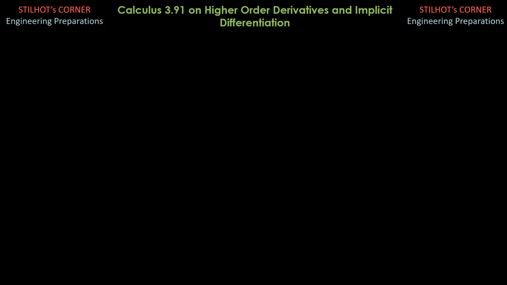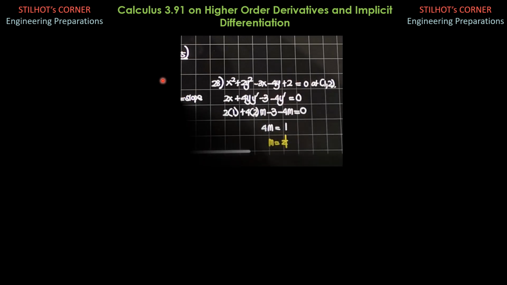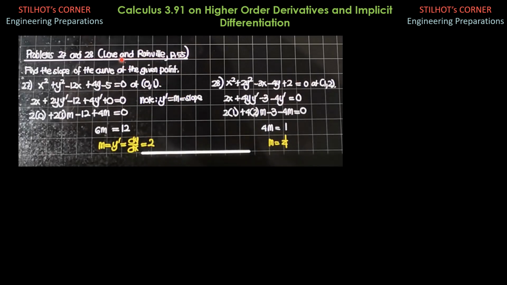Continuing, we have problems 27 and 28, still from Love and Rainville's book. Find the slope of the curve at the given point. Number 27: x squared plus y squared minus 12x plus 4y minus 5 equals 0 at the point (0, 1). If you check, this point lies on this curve because when x is 0, 0 squared plus 1 squared is 1, minus 12 times 0, still 1, plus 4 times 1 is 5, minus 5 equals 0. So it is satisfied by that point.